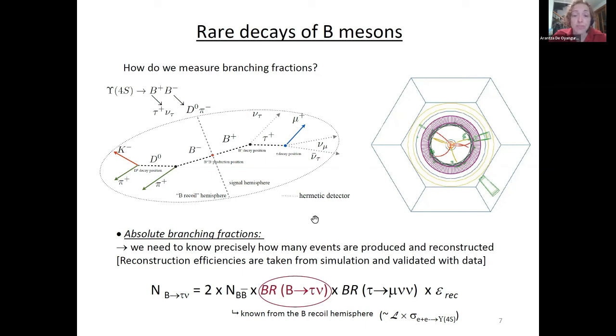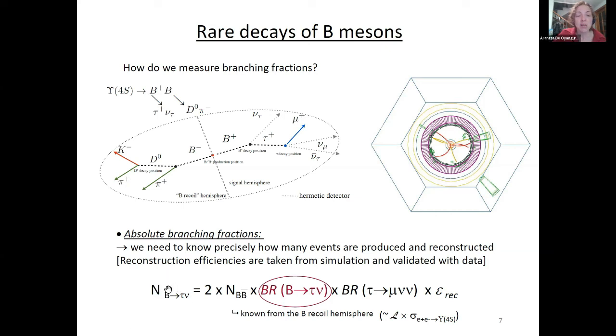Okay, so to measure these absolute branching fractions, we need to know precisely how many events are produced and reconstructed in my detector. For that, I have to understand very well my detector, which is the efficiency of my detector. My detector is able to reconstruct, or I'm losing. I have holes in my detector, and I'm losing some events. I have to understand very well the response of my detector in terms of the reconstruction efficiency, which is usually taken from the simulation. In all these experiments, we have good simulations of our detectors, and usually we also try to validate them with data.